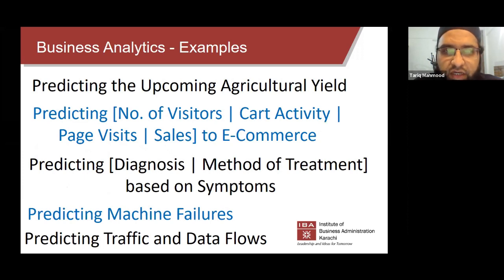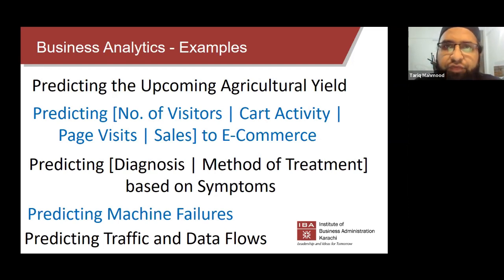If I'm running an e-commerce website or e-banking website, for example, or even an ATM, I can predict the number of visitors. I can predict the cart activity, page visits, sales, all the KPIs related to e-commerce. In the healthcare domain, I can predict the diagnosis: this guy has these symptoms, so what illness does he have? Sometimes you also need to make that prediction. The doctors can take help from the previous knowledge of data and learn from that to make a prediction that, okay, this guy might have typhoid and this guy might have pneumonia, etc.